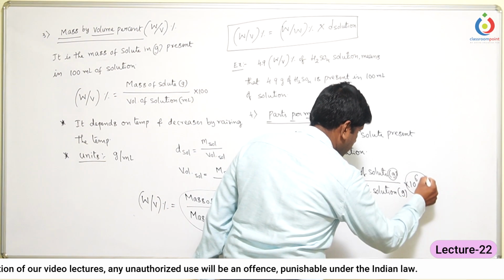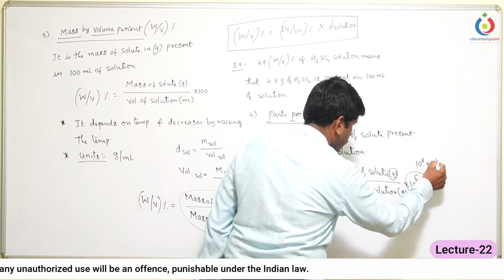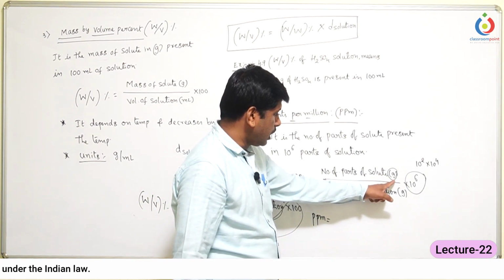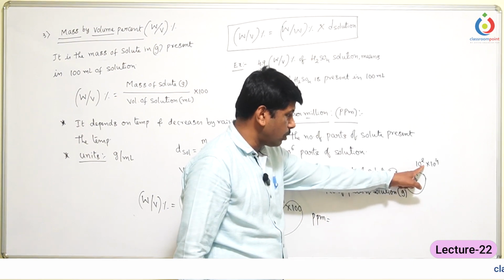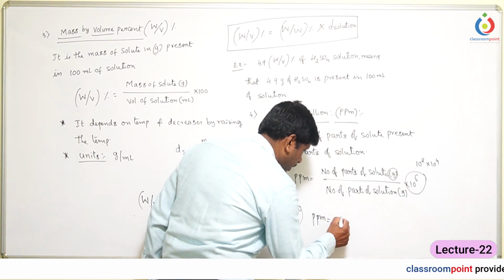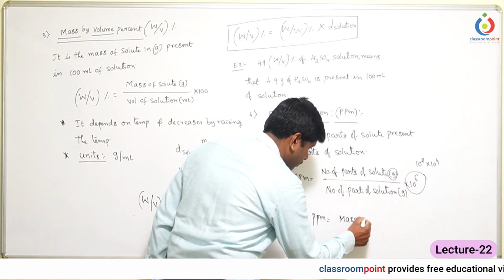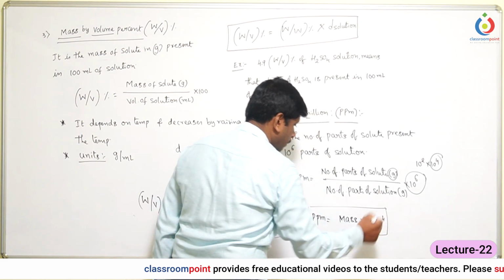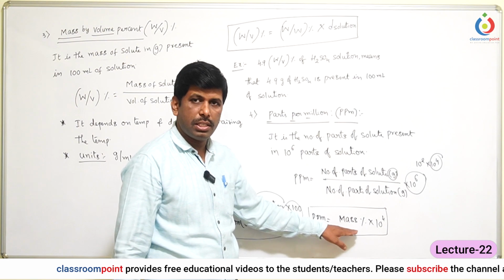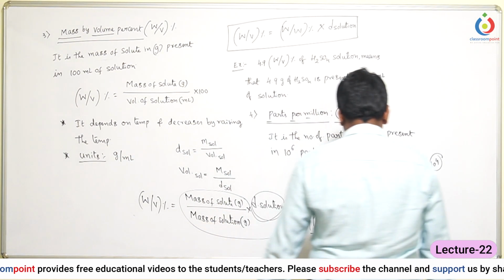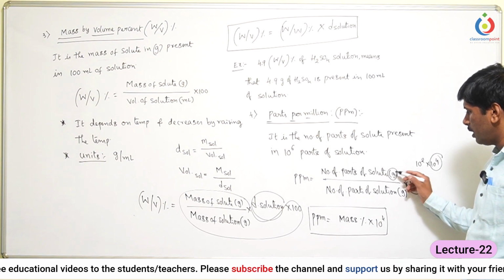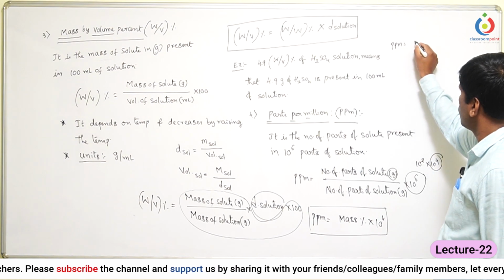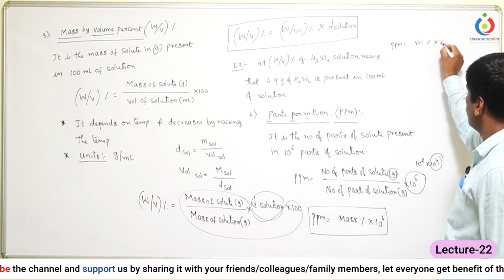So this 10 power 6 we can write as 10 power 2 into 10 power 4. So ppm is equal to mass of solute in grams divided by mass of solution in grams into 10 power 2, that means mass percentage. So here we can write mass percent into 10 power 4. We can convert ppm into mass percentage and mass percentage into ppm also. Now what if I have taken the volume by volume percentage? Then a similar concept: ppm is equal to volume percentage into 10 power 4.